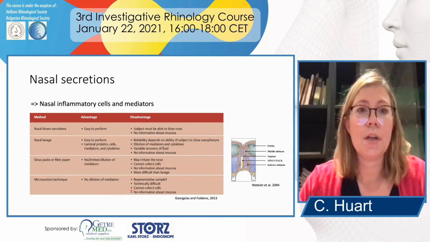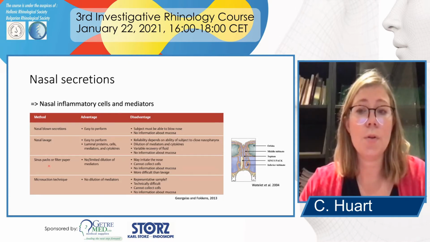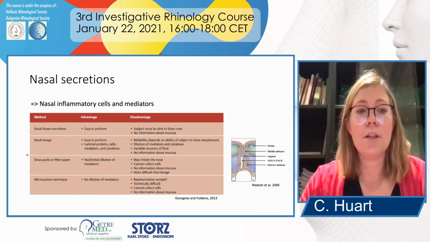Nasal secretions are useful to evaluate nasal inflammatory cells and mediators. There are several ways to collect nasal secretions. First of all, you can ask the patient to blow his nose. You can do some nasal lavage. You can use sinus pack or filter papers that are placed in the nasal cavity for 5 minutes, or you can use microsuction techniques. All these techniques have advantages or disadvantages. In research in rhinology, probably the most common technique is sinus pack.